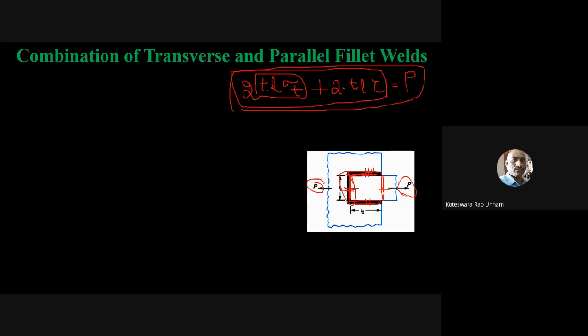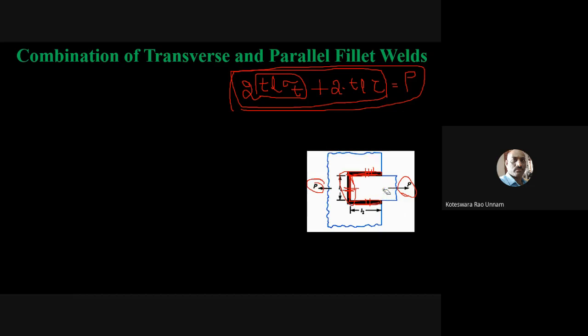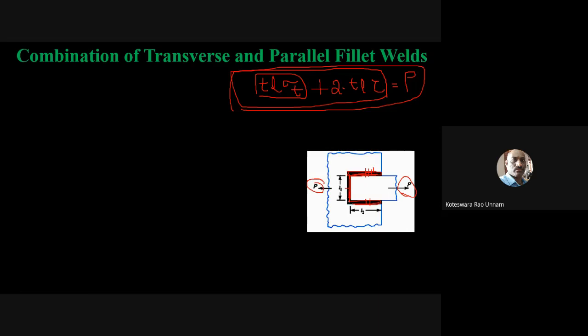Suppose in this case I have only one parallel fillet and one transverse fillet. Then I need to remove this term. I write the design equation like this, because I have only one transverse fillet. If I have one more here, then I will multiply by 2.